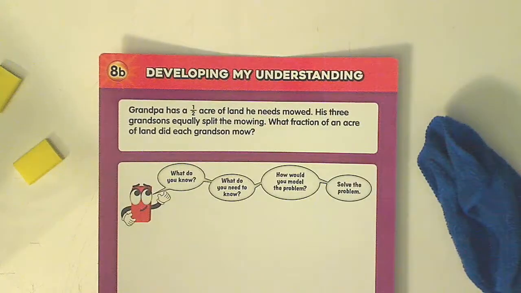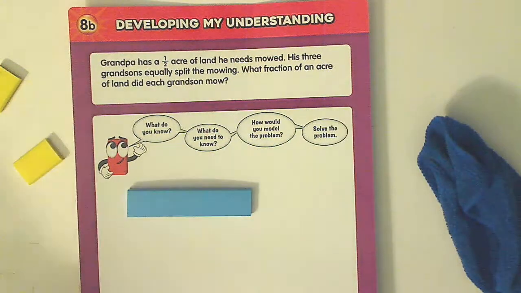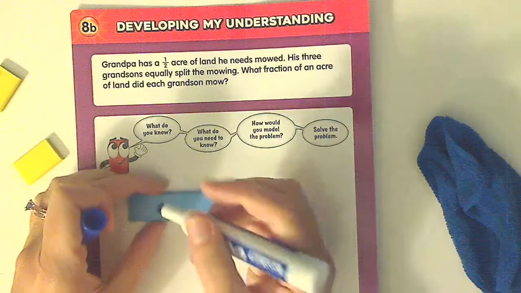For example, on this one, Grandpa has half an acre of land he needs mowed. His 3 grandsons equally split the mowing. So, what fraction of an acre did each grandson mow? And so, on this one, we might use this bar right here, and this would represent the half of an acre.